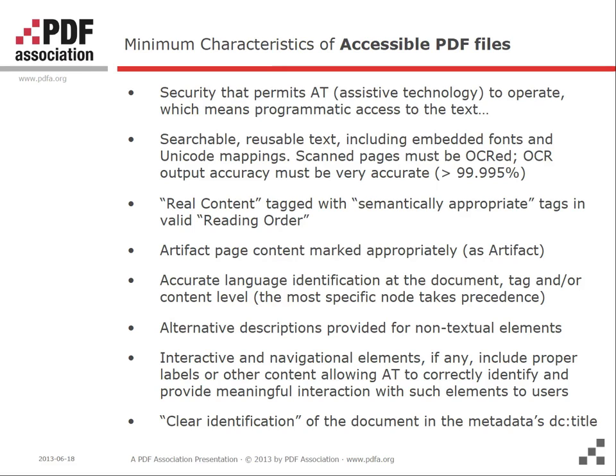Real content tagged with semantically appropriate tags in valid reading order. I won't drone on about that at this time. Artifact page content marked appropriately, which is to say so that it will not be interpreted as part of the document structure by assistive technology. Accurate language identification, alternative descriptions, interactive navigational elements must be fully labeled so that they're clear to the user. And other content allows AT to correctly identify that this is a checkbox, and that is a text field, and this is a button, and so on and so forth.